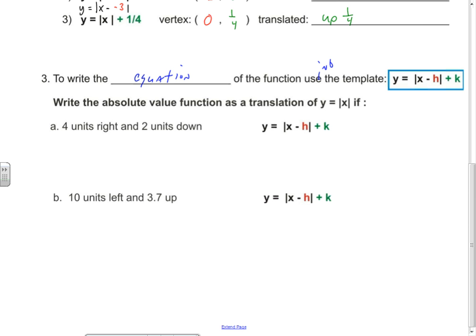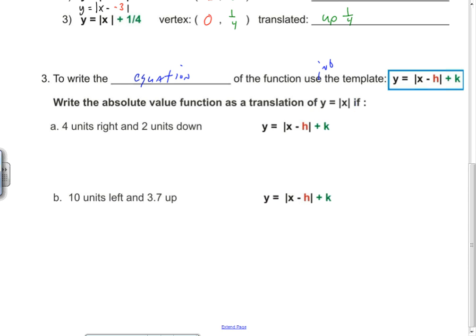So notice the bold directions. Write the absolute value function as a translation of, and it's giving you that general y equals the absolute value of x. That's the one I showed you a moment ago. Notice there's no multiplier out in front of the absolute value, correct? And that's why we don't have it over here. We don't need m in this one. There is no m. We don't have to worry about it.